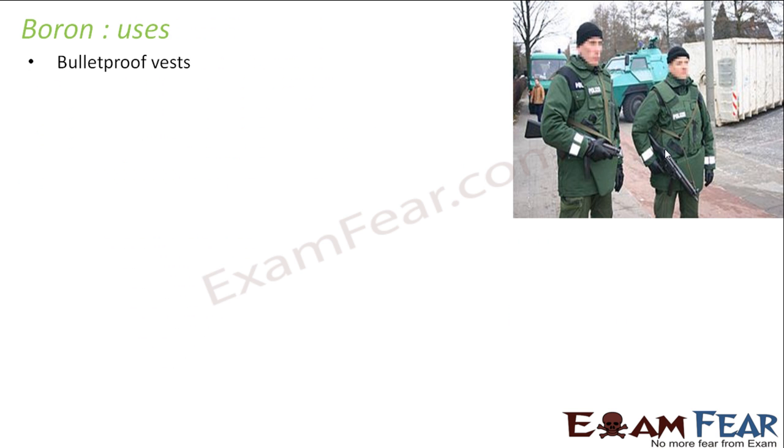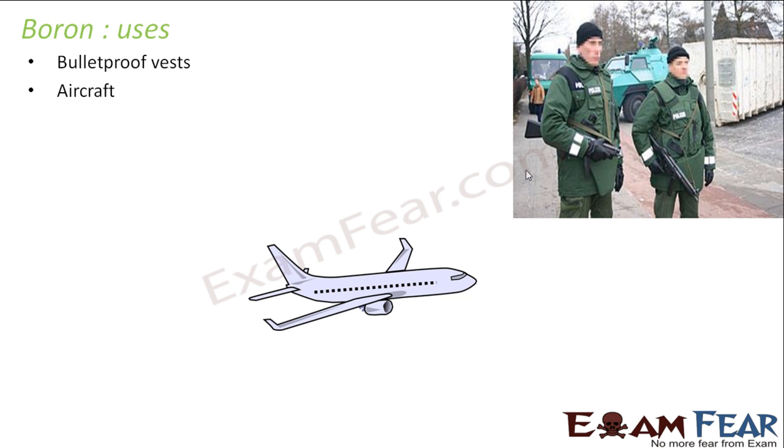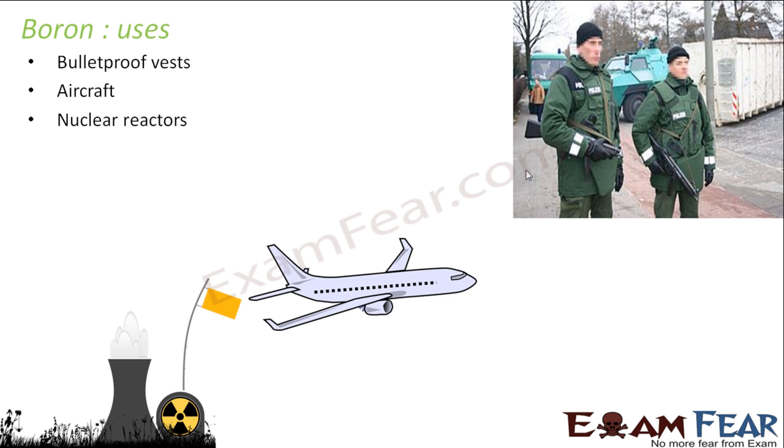Let's talk about the uses of boron. It is used in the bulletproof vest. Most of the policemen and the army people, they wear this. It is used in the aircraft because it's very hard. It is used in nuclear reactors to control the speed of the neutrons.